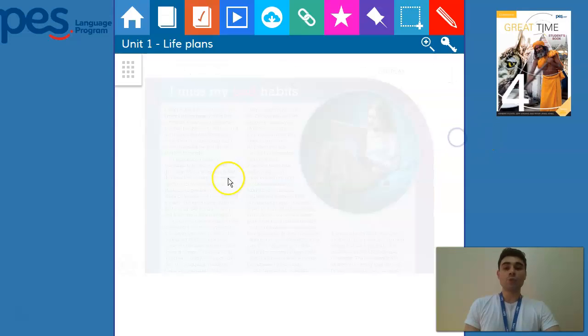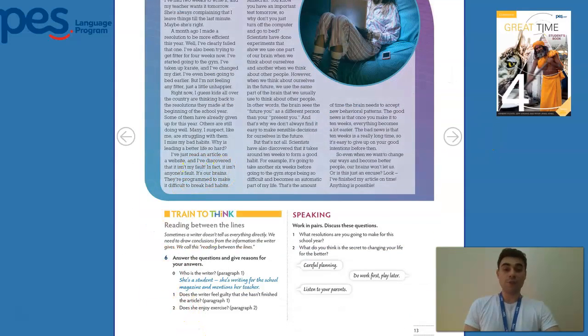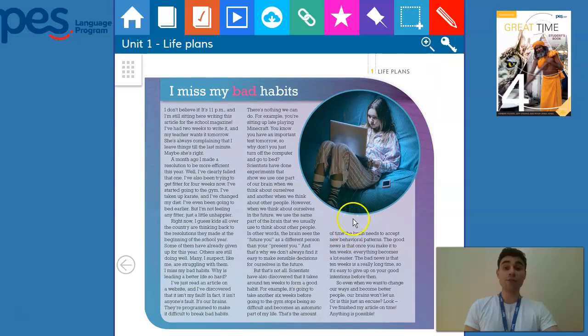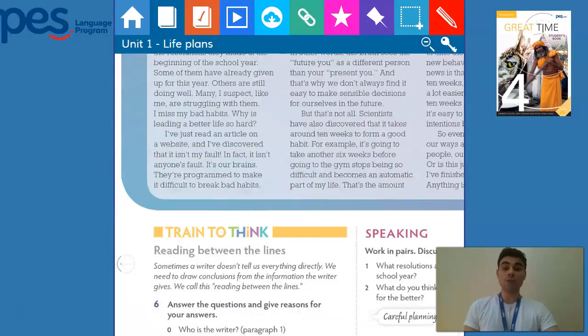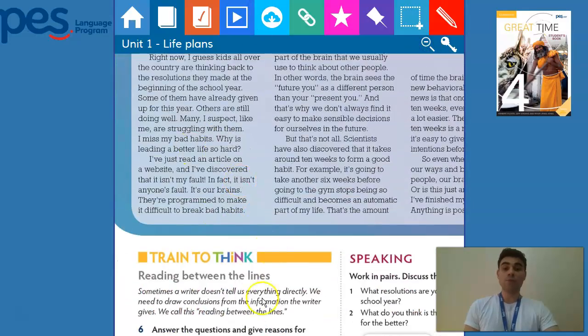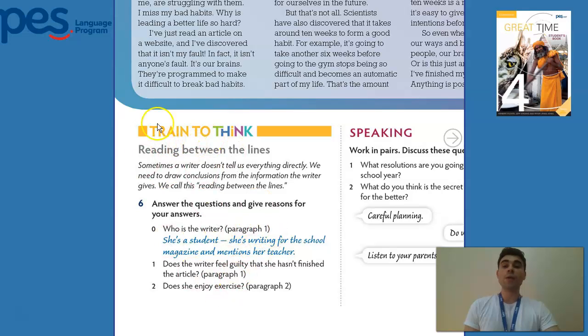I'd like you to move to page 13, okay, and go to this section here called Train to Think. Let's see what's there for us. So, here we have to think a little bit about reading between the lines. Do you understand the sentence? Let's check a definition of what reading between the lines means.